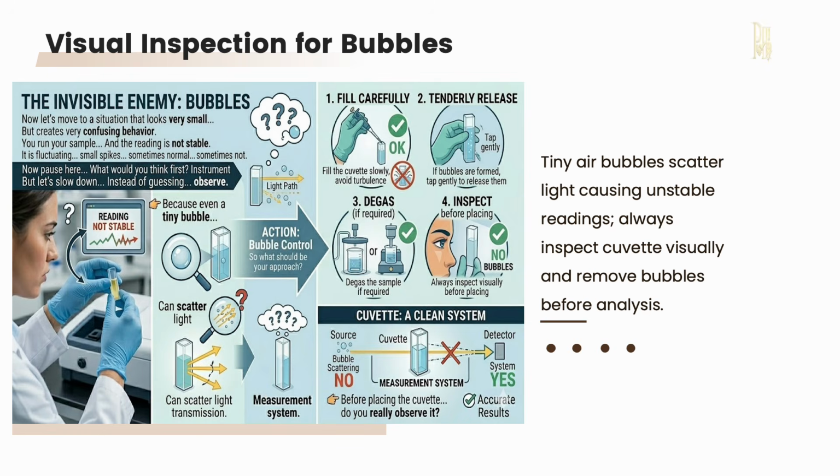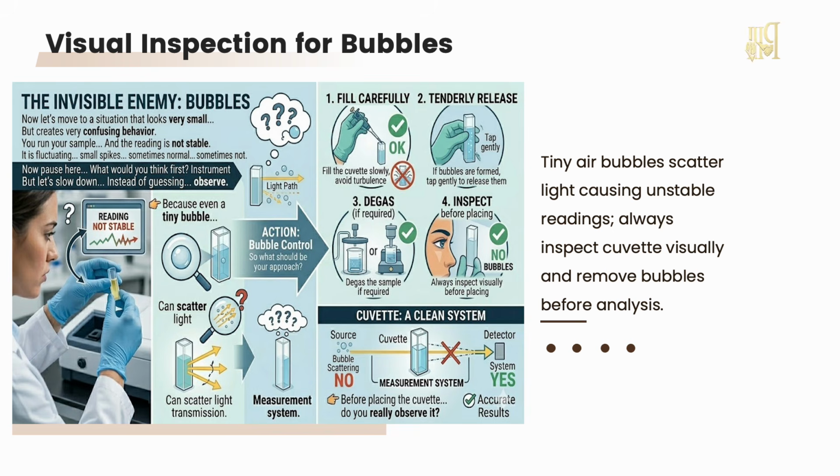Now let's move to a situation that looks very small but creates very confusing behavior. You run your sample and the reading is not stable. It is fluctuating, small spikes, sometimes normal, sometimes not. Now stop here. What would you think first? Instrument noise, electrical issue, but let's slow down.